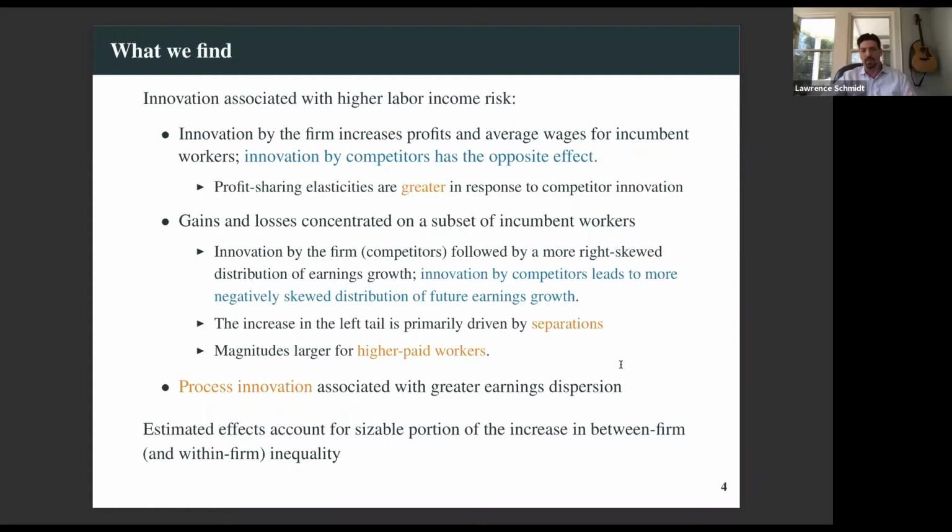So if my own firm innovates, the whole distribution is going to become more right skewed. So good outcomes are going to become more likely. Innovation by competitors is going to do the opposite. The left tail of the distribution, so the likelihood of experiencing a really big decline in earnings, is going to become much fatter. And the right tail is not going to move nearly as much.